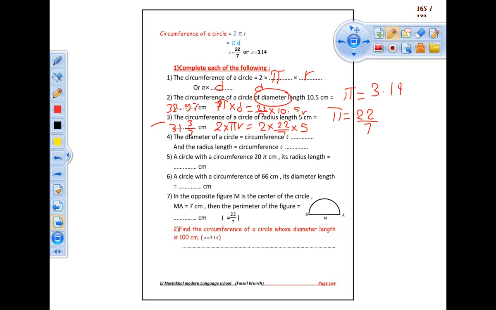Number 4, the diameter of a circle equals circumference. Diameter doesn't come with 2, then we say it is pi, but radius means 2 pi.